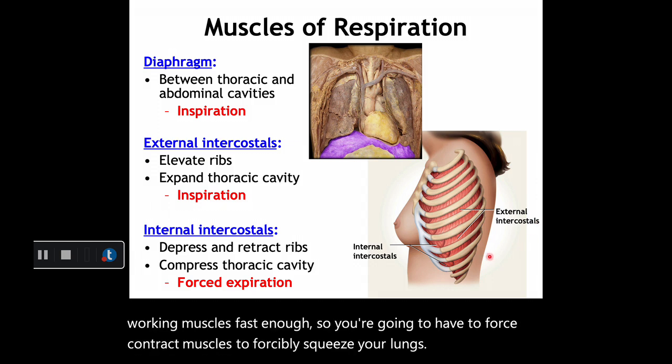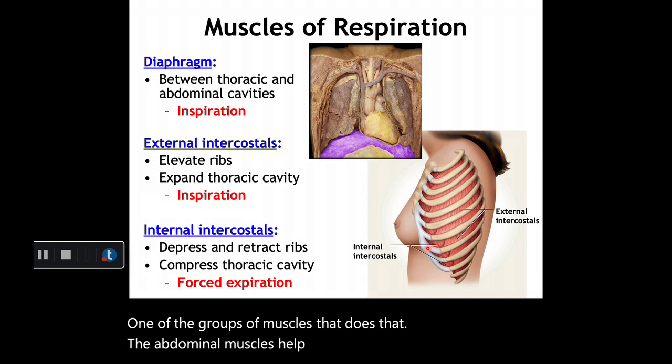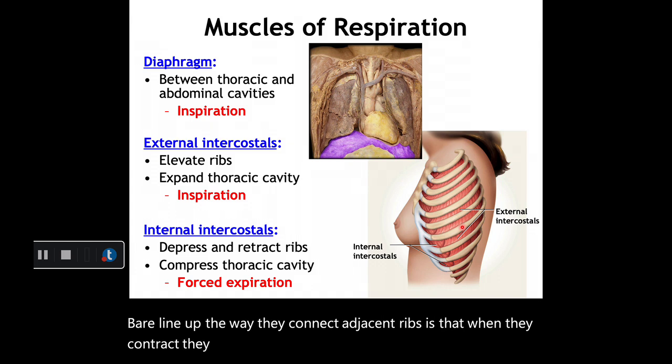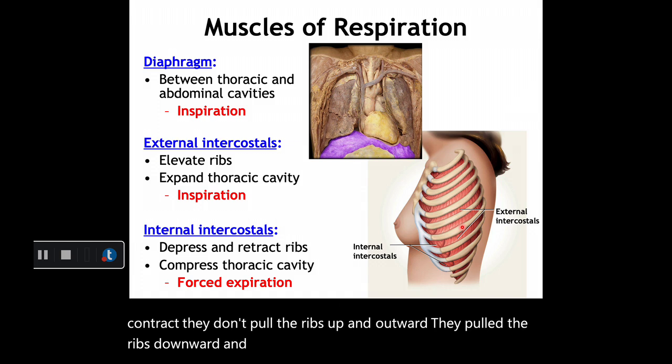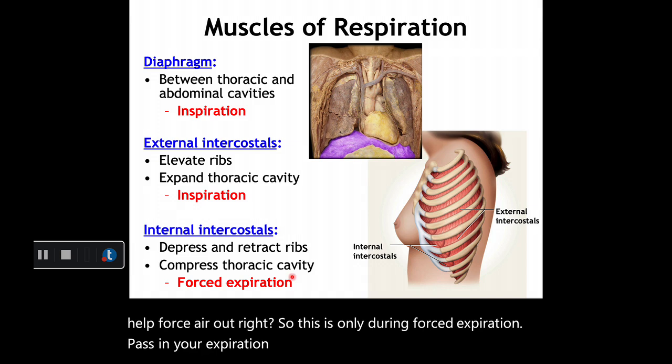One of the groups of muscles that does that, well, the abdominal muscles help, but also the internal intercostals. The way they connect adjacent ribs is that when they contract, they don't pull the ribs up and outward. They pull the ribs downward and inward. That actually squeezes our lungs and helps force air out. So this is only during forced expiration. Expiration at rest is a passive process. It does not require muscle activity.